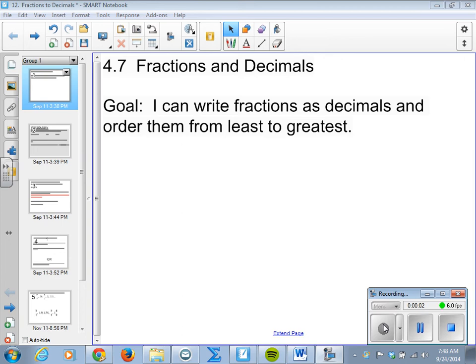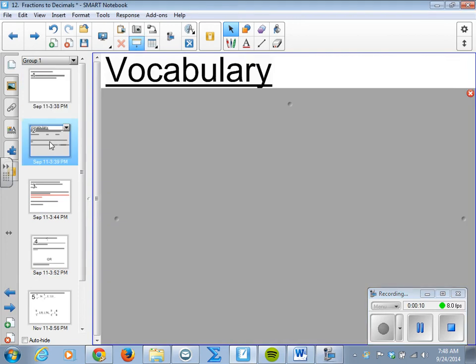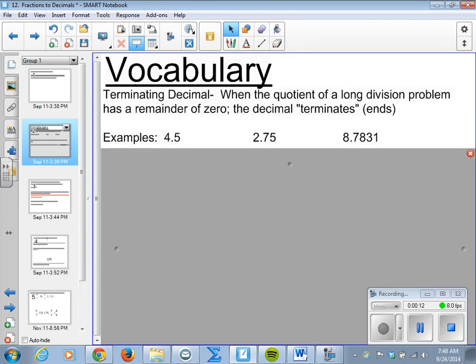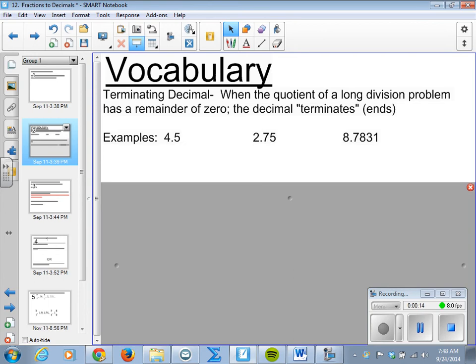Our lesson today deals with converting fractions into decimals, which is going to basically be a review of long division. Before we do that, let's go over some decimal terminology. We have terminating decimals. These are when decimals end. Terminate means end. So 4 5/10 ends at the 5/10. 2 75/100 ends at the 5 right there. Then I'm going to say 8.7831 cuts off at the 1.